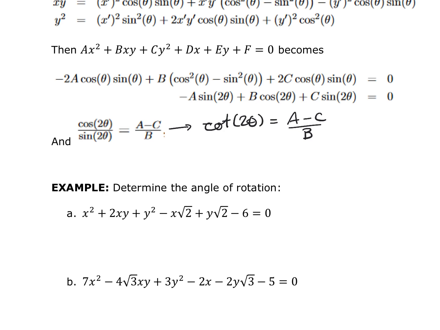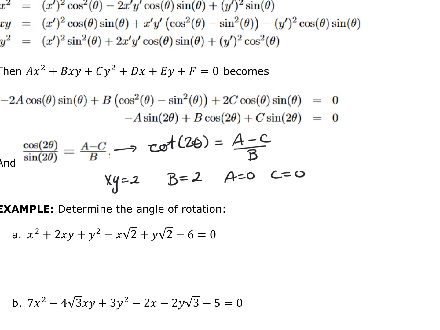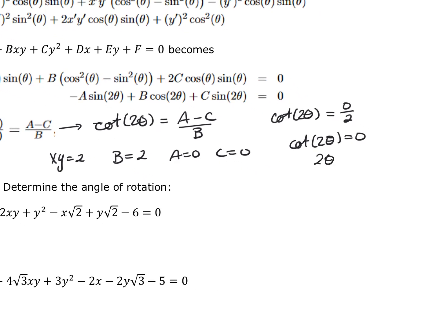In our previous example, I only had the xy term equal to 2. So in my previous example, my b happened to be 2. My a was 0. My c was 0. And so I had the cotangent of 2 theta is equal to 0 divided by 2, which is the cotangent 2 theta is equal to 0. And I think about, where is cotangent equal to 0? Well, this is the x value over the y value. This happens when the angle 2 theta is equal to pi over 2. So theta ended up becoming pi over 4. And that's where that came from.